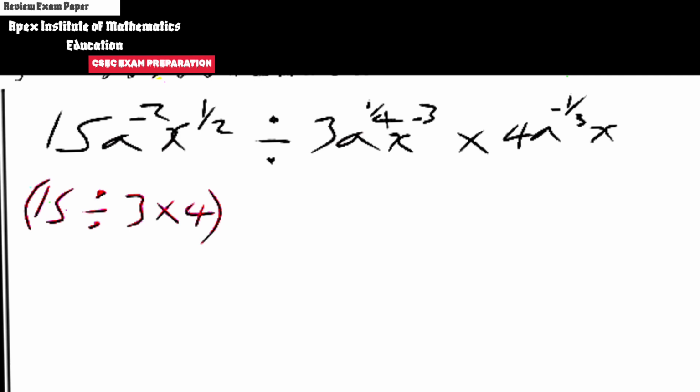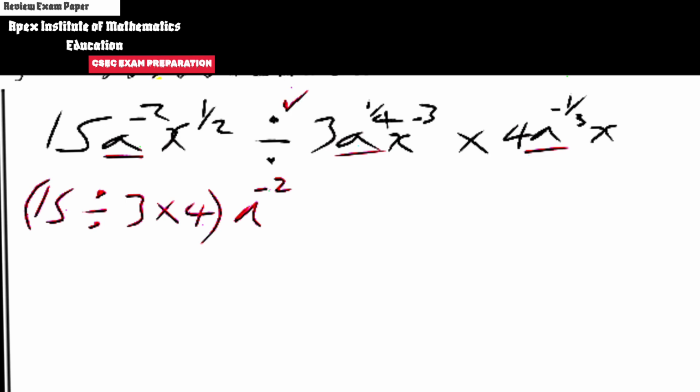Okay, and then what we want to do now is group all the A's together. So we want to have an A here, an A here, an A here and an A here, so all the bases are the same. According to law of indices number 1, when we are multiplying, we add, and when we are dividing, we subtract. So we are dividing the power of the first A by the power of the second A.